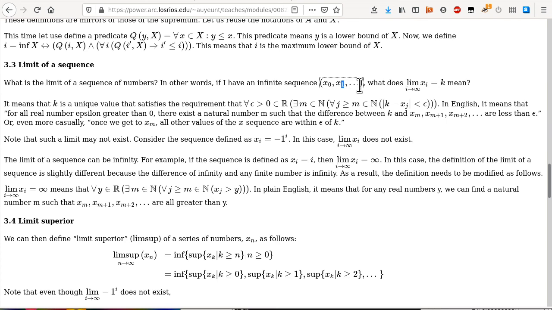So f of n from the previous discussion is x of n when using the concept of a sequence, because the problem size, I guess there might be some problems where the problem size itself is not a natural number, but for the most part, the problem size is a natural number.